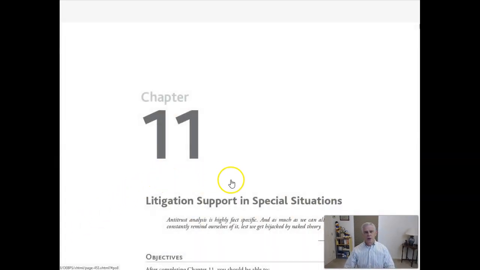Fenton. In Chapter 11, we're going to look at a couple of areas within the legal system where forensic accountants are used quite heavily. So let's get started. Lower my window here. There we go. It's Chapter 11, Litigation Support in Special Situations.